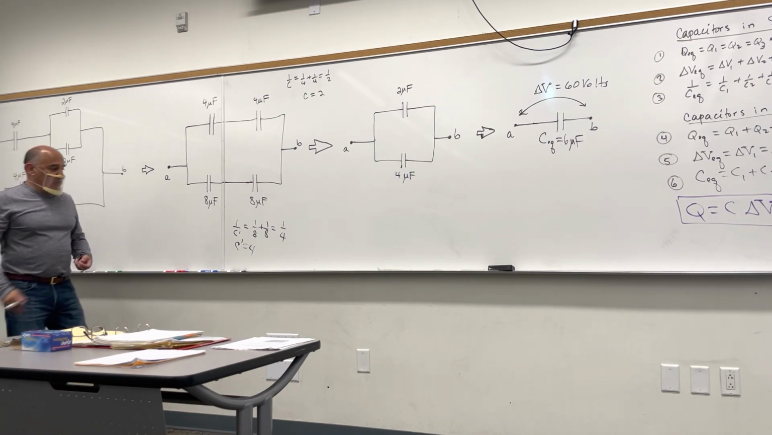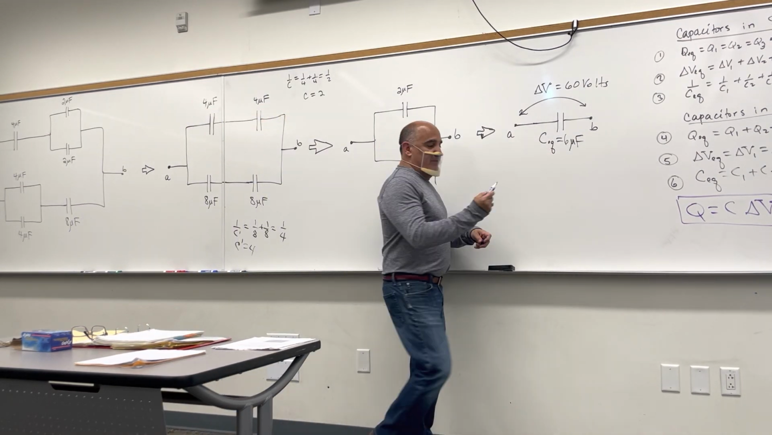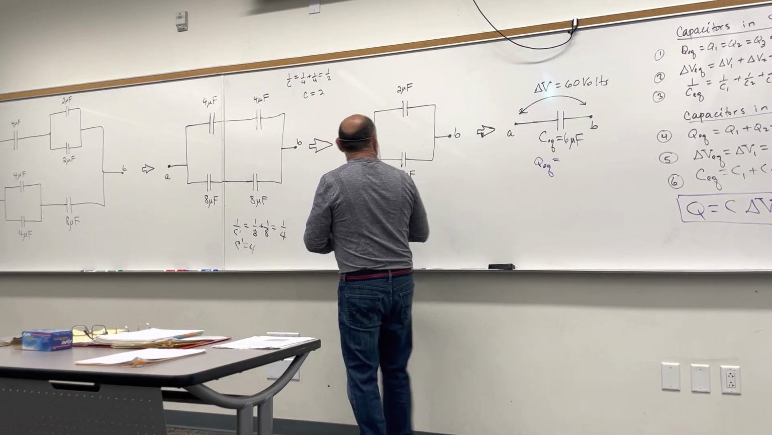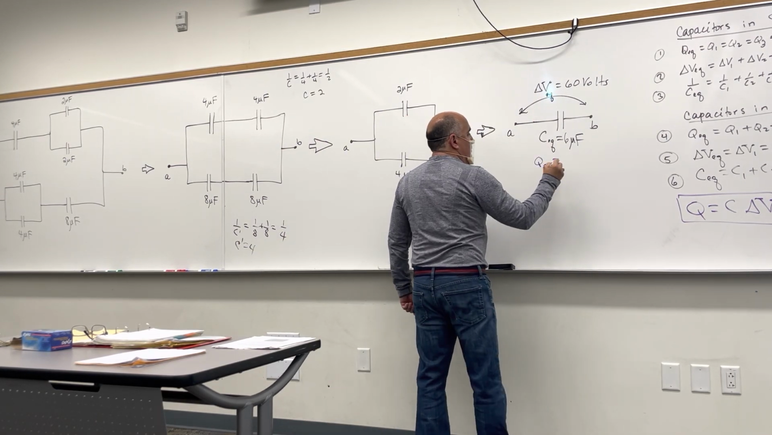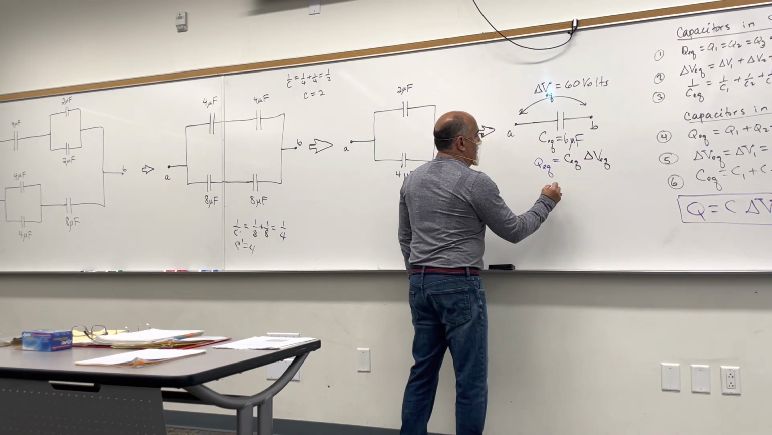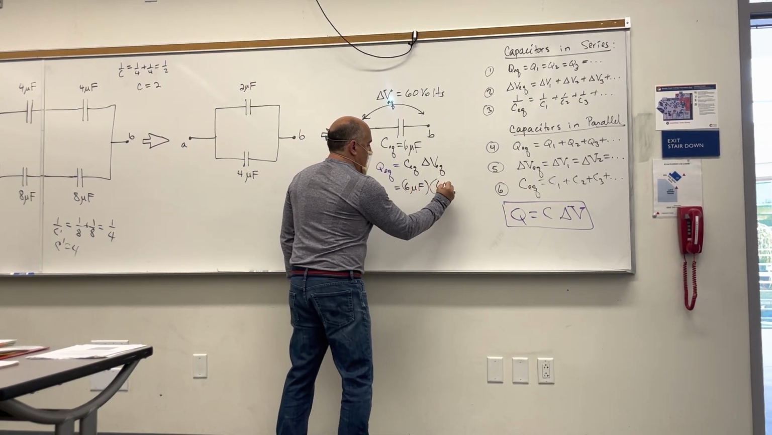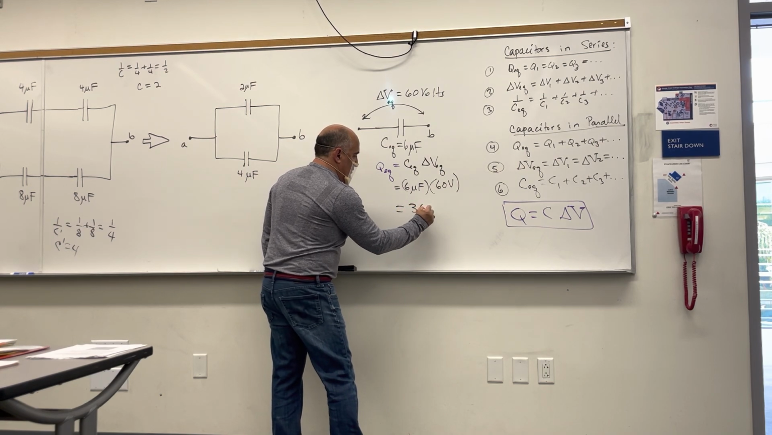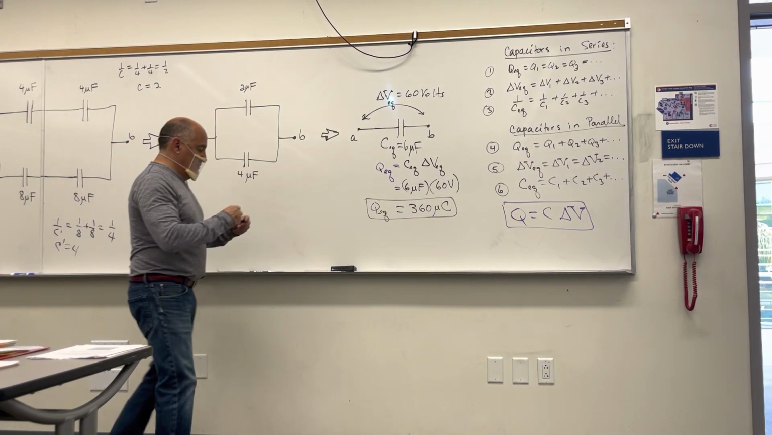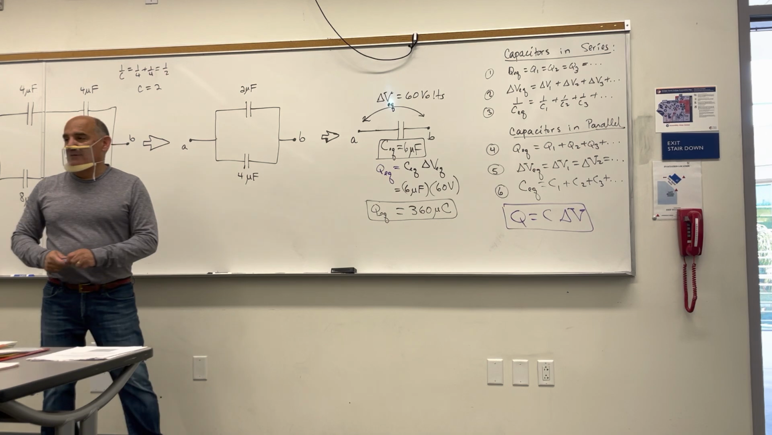And remember, from my master equation, if I know any 2 quantities, I can figure out the third one, the one that I'm missing. What am I missing over here? The charge. And that will be, by the master equation, C equivalent times delta V equivalent. So that would be 6 times 60, right? So this is 6 microfarads times 60 volts. That's going to be 360 microcoulombs. Yes?